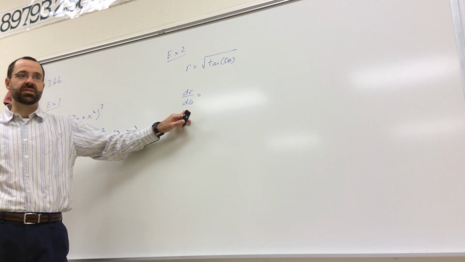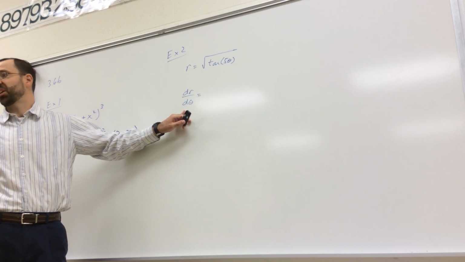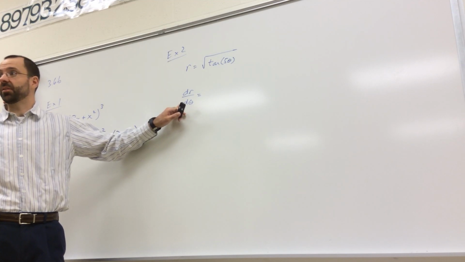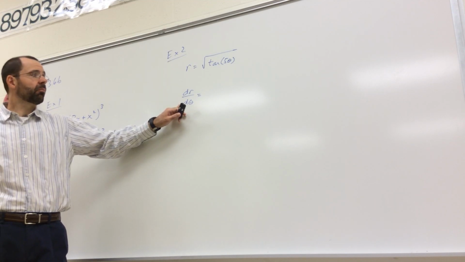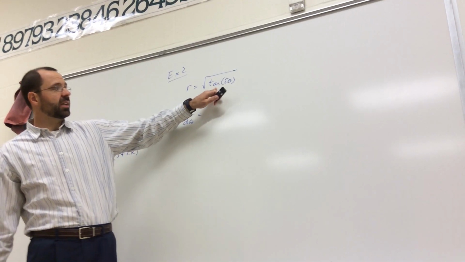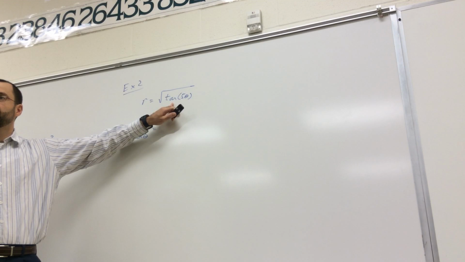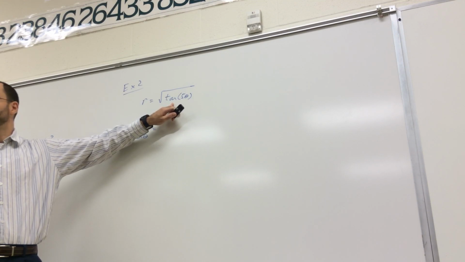But it's still the same meaning. Dy dx is the derivative. So in this case, the variables are r and theta, so the derivative is going to be dr d theta. Okay, so now looking at this, what's the outside function? The square root, good. And that's the 1/2 power, right?